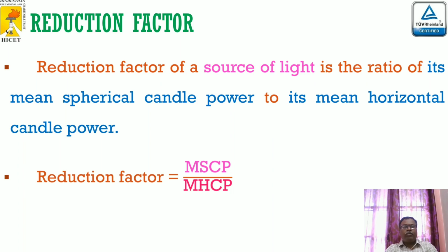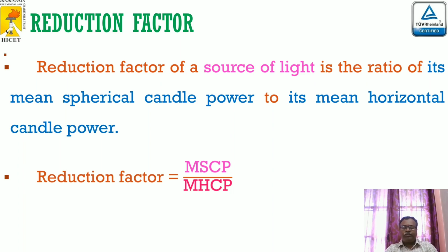And next you can see the reduction factor. The reduction factor of a source of light is the ratio of its mean spherical candle power to its mean horizontal candle power. Therefore, the reduction factor formula is MSCP divided by MHCP.